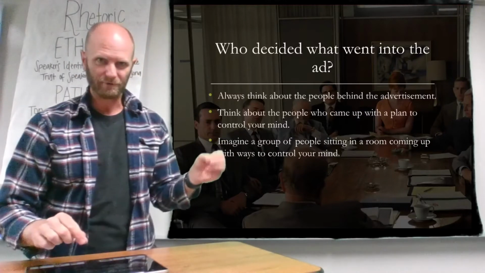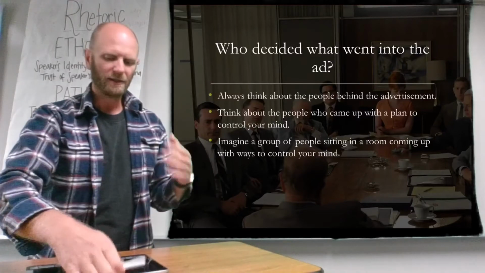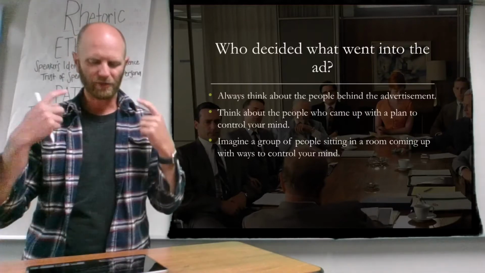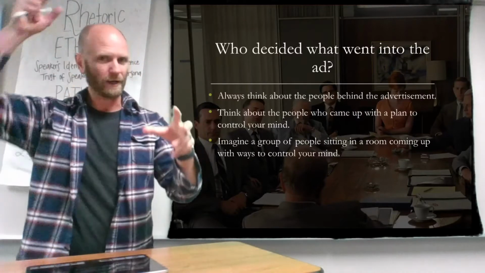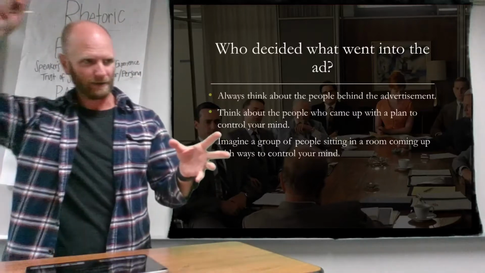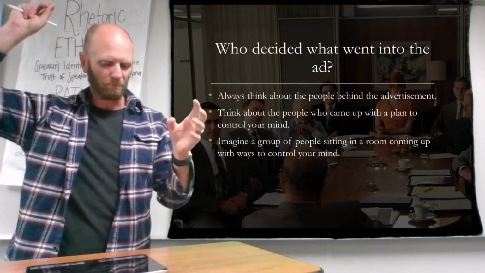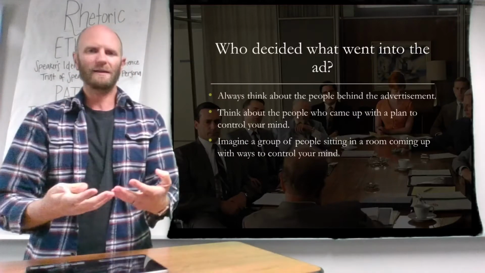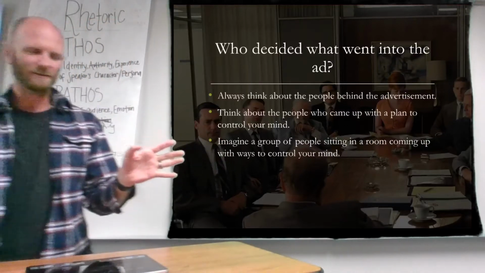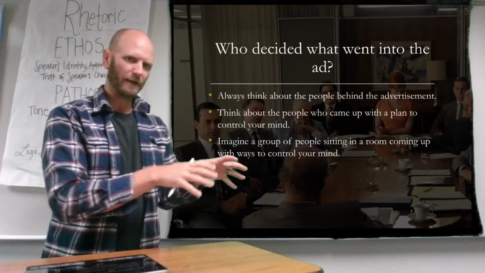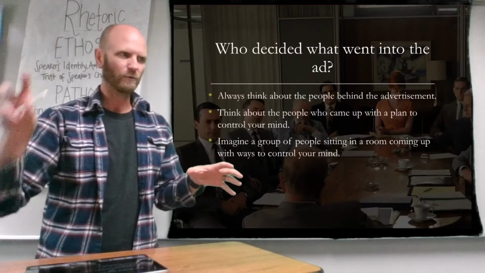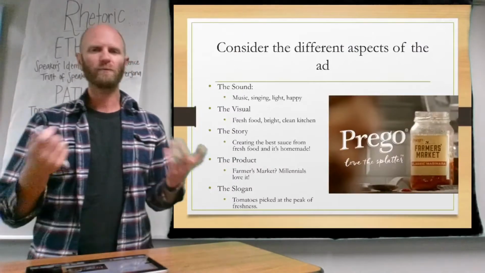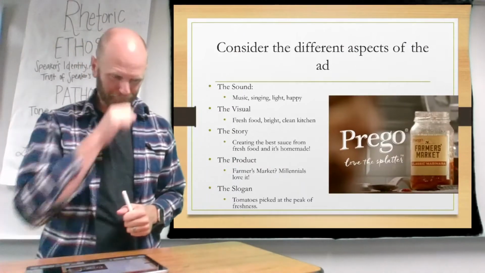So when you think about an advertisement, think about the people behind it. There's a group of people sitting in a room somewhere thinking about how to control you, what strings to pull in your brain to make you their little puppet, to make you react a certain way. So whenever we read through anything or analyze it, always keep this distance between you and what you're reading, and keep in mind that there was a person in a room somewhere planning how to affect you, how to change you.